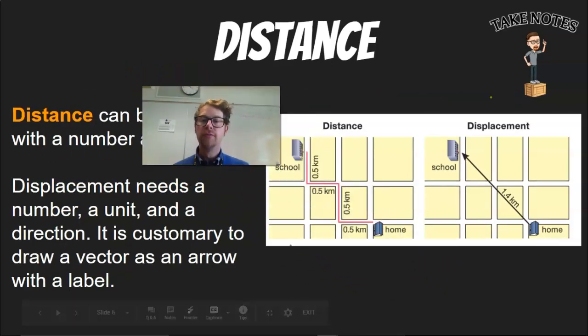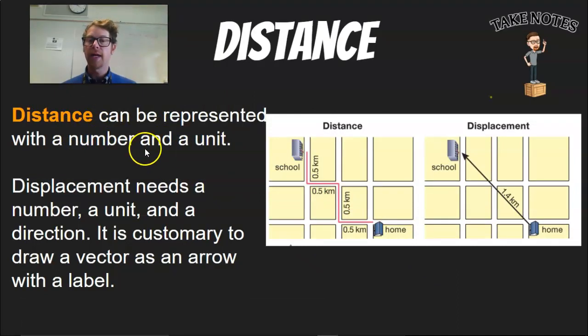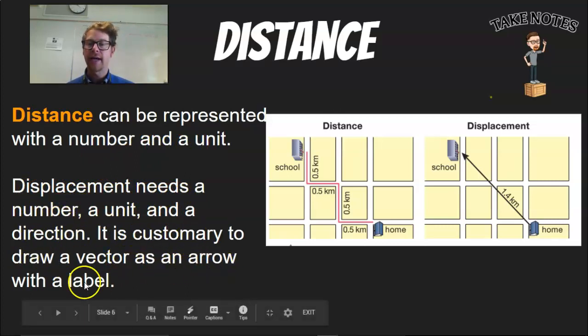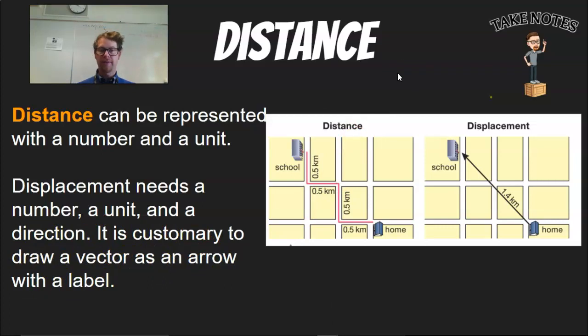So we can represent distance just with a plain old number and a unit. However, displacement needs a number, a unit, and a direction. It's customary to draw a vector as an arrow with a label. Here's another example of the difference, and then we'll see how we write them. So let's say this is your journey from home to school, and there's houses and buildings in these yellow squares. You have to walk on the sidewalk along the street. And so you go half a kilometer here, half a kilometer here, half a kilometer here, and half a kilometer here. And that, if we add it all together, that's your distance.